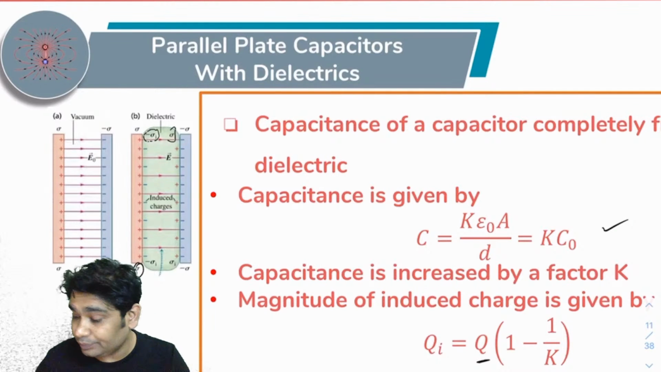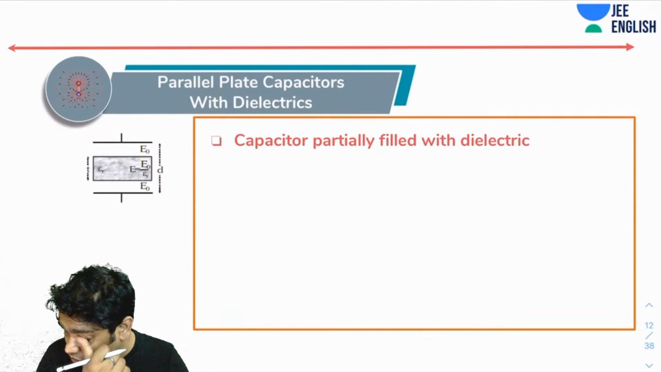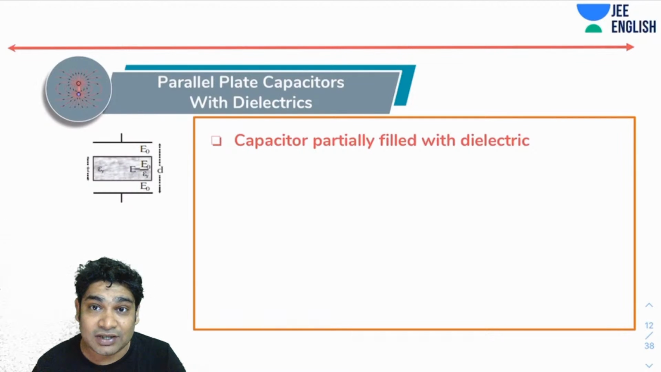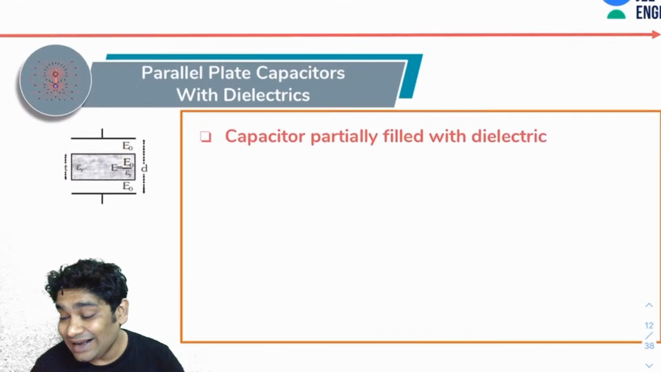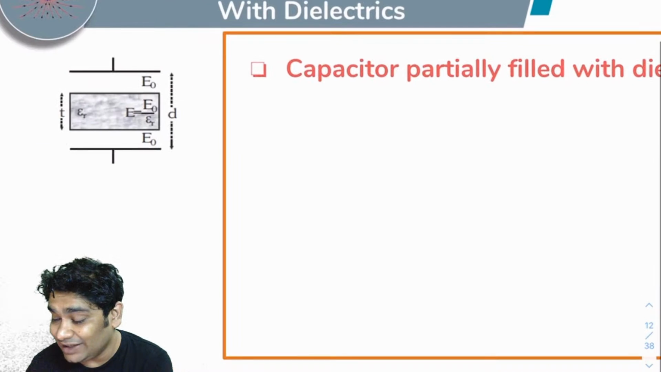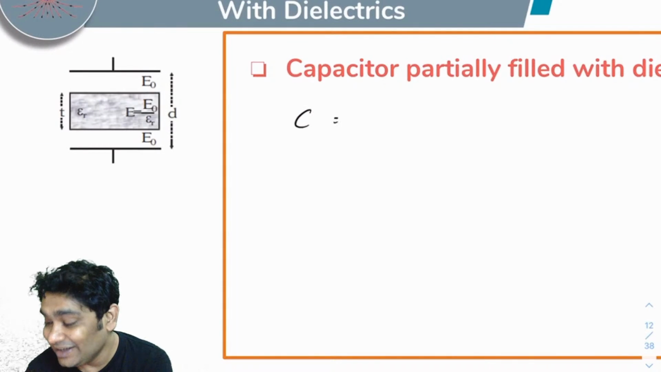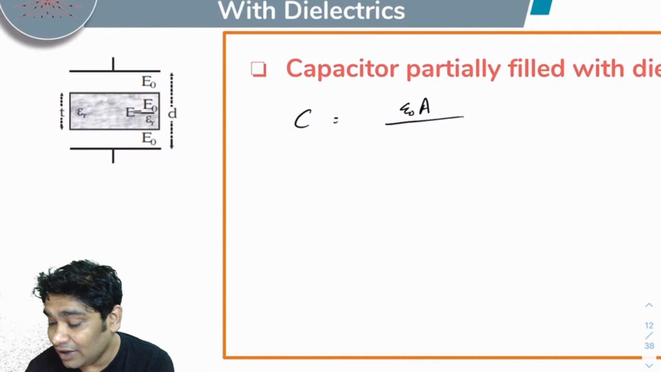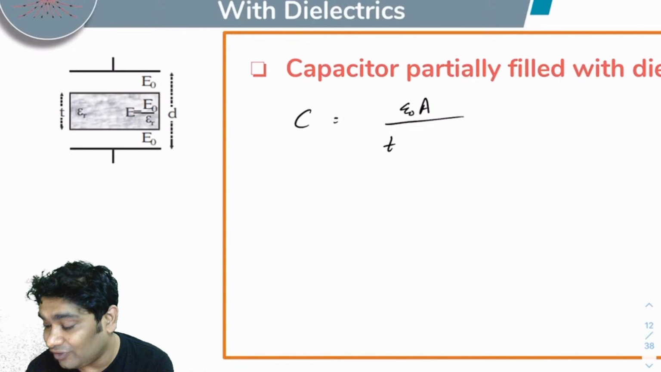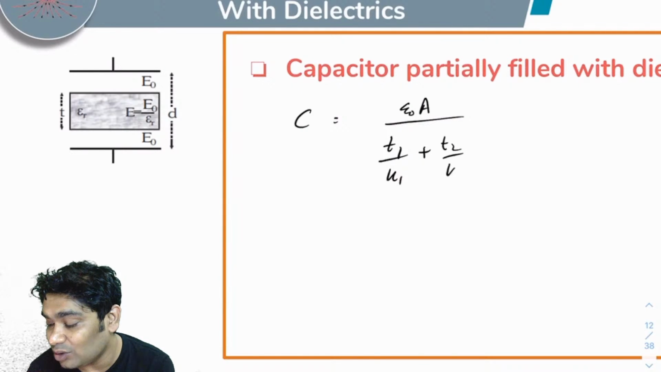So remember that. Next, we also talked about partially filled capacitors, which are partially filled with dielectrics, and I told you that the formula for this would be that C would be epsilon naught A over, if you had multiple dielectrics of different dielectric constants, then T1 over K1 plus T2 over K2 and so on.